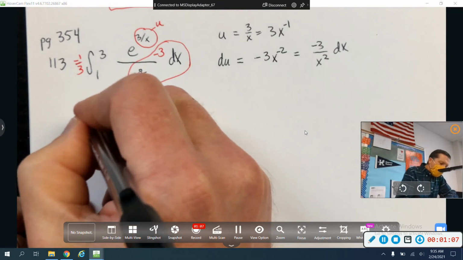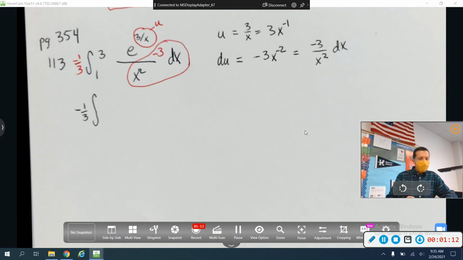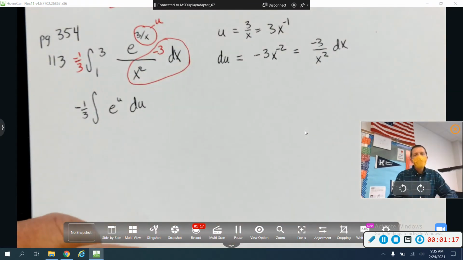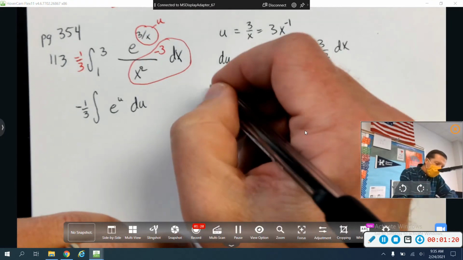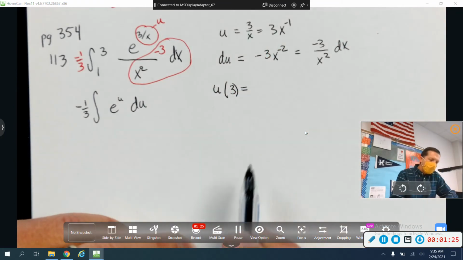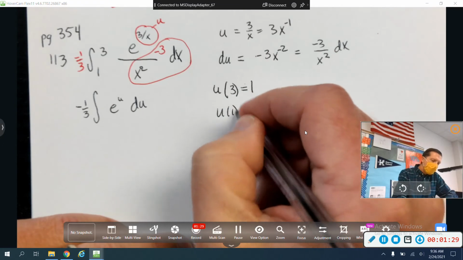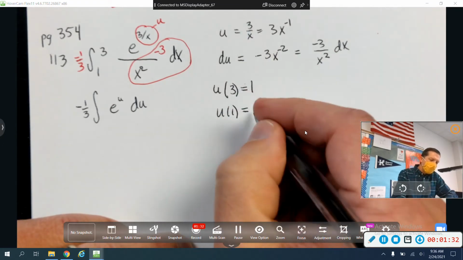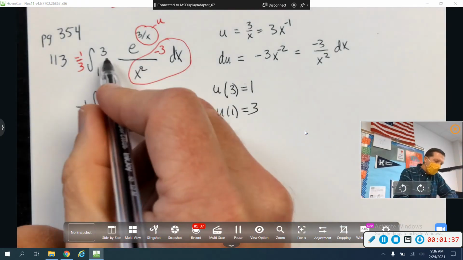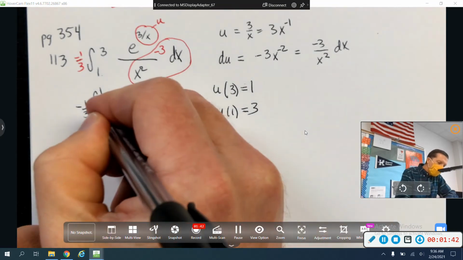So negative 1/3 times the integral, leave off the limits because I'm in the process of switching over to u stuff, e to the u du. And then I can switch my limits around. So u of 3 divided by 3 is 1. U of 1, 3 divided by 1 is 3. That's kind of weird. They flip places there. So when x is 3, u is 1, and when x is 1, u is 3.